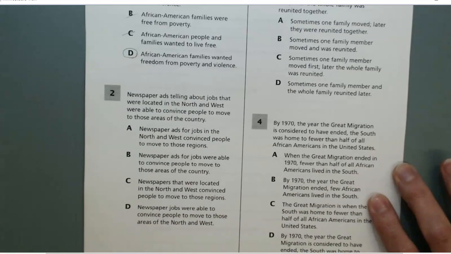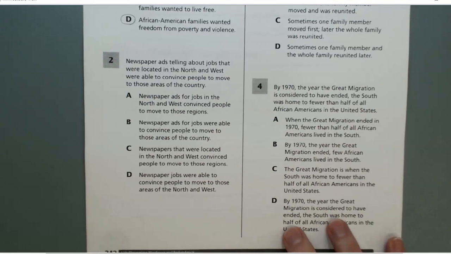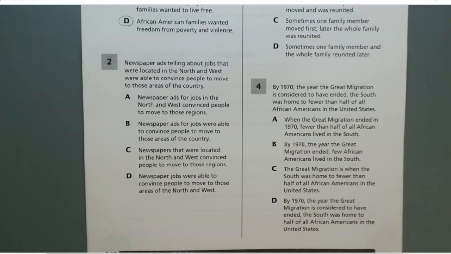Okay? Number 2. Newspaper ads telling about jobs that were located in the North and West were able to convince people to move to those areas of the country. What do we do? Couldn't you just say newspaper ads telling about jobs which were located north and west?